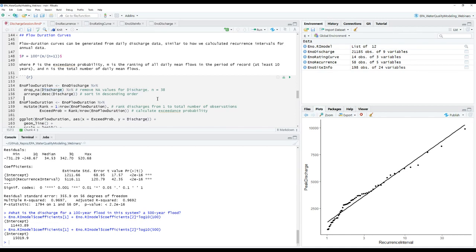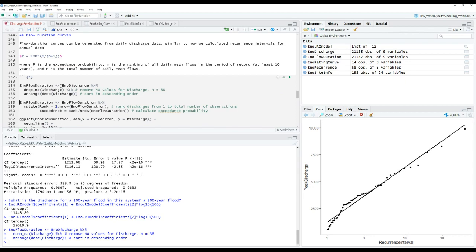Over the whole course of the measurements, which is over 21,000 measurements, there have only been 38 missing days. So that's a pretty incredible time series of data. Big shout out to USGS for maintaining that. So we'll drop all those NAs and then arrange them in descending order of discharge. So this just helps us with our next step, which I'll go into now.